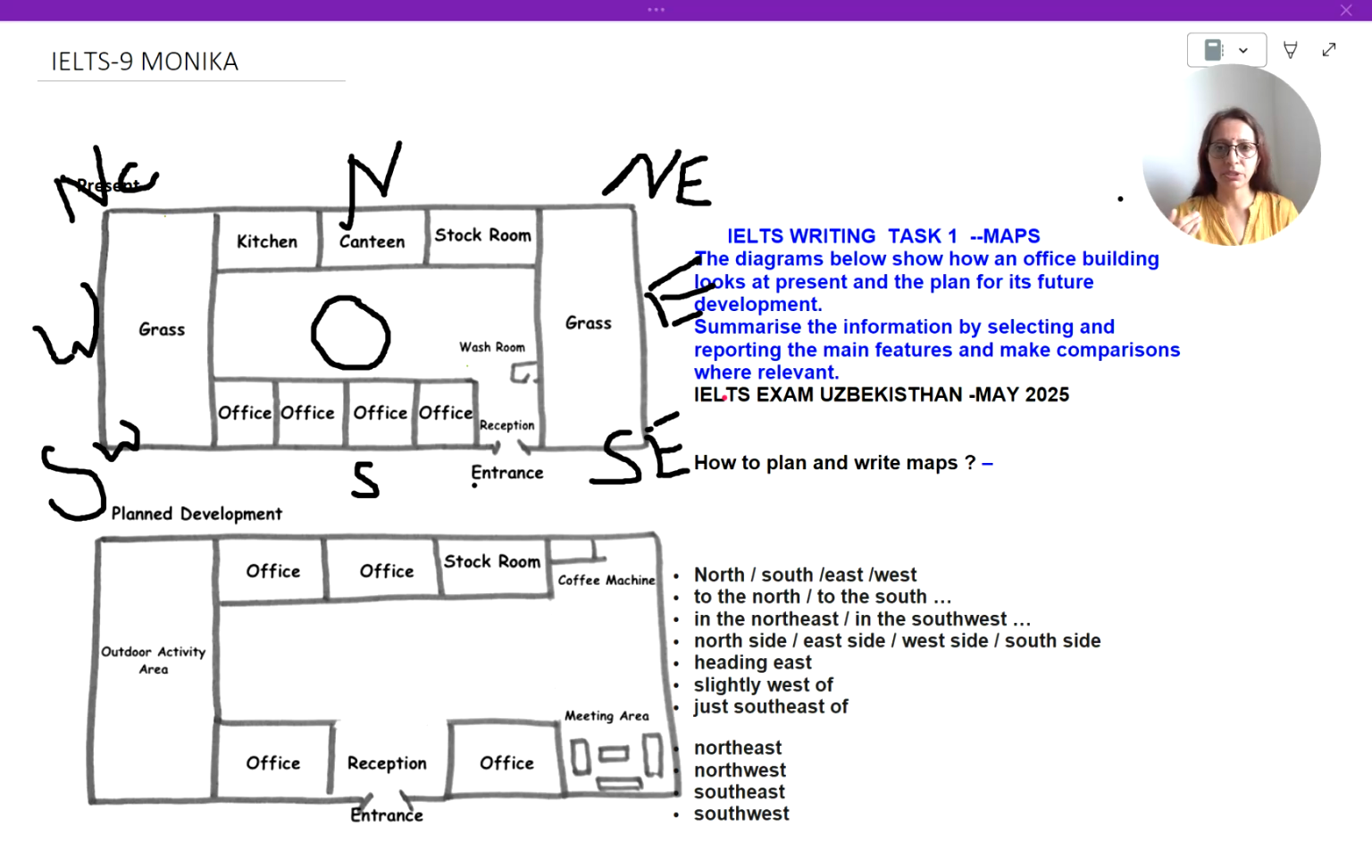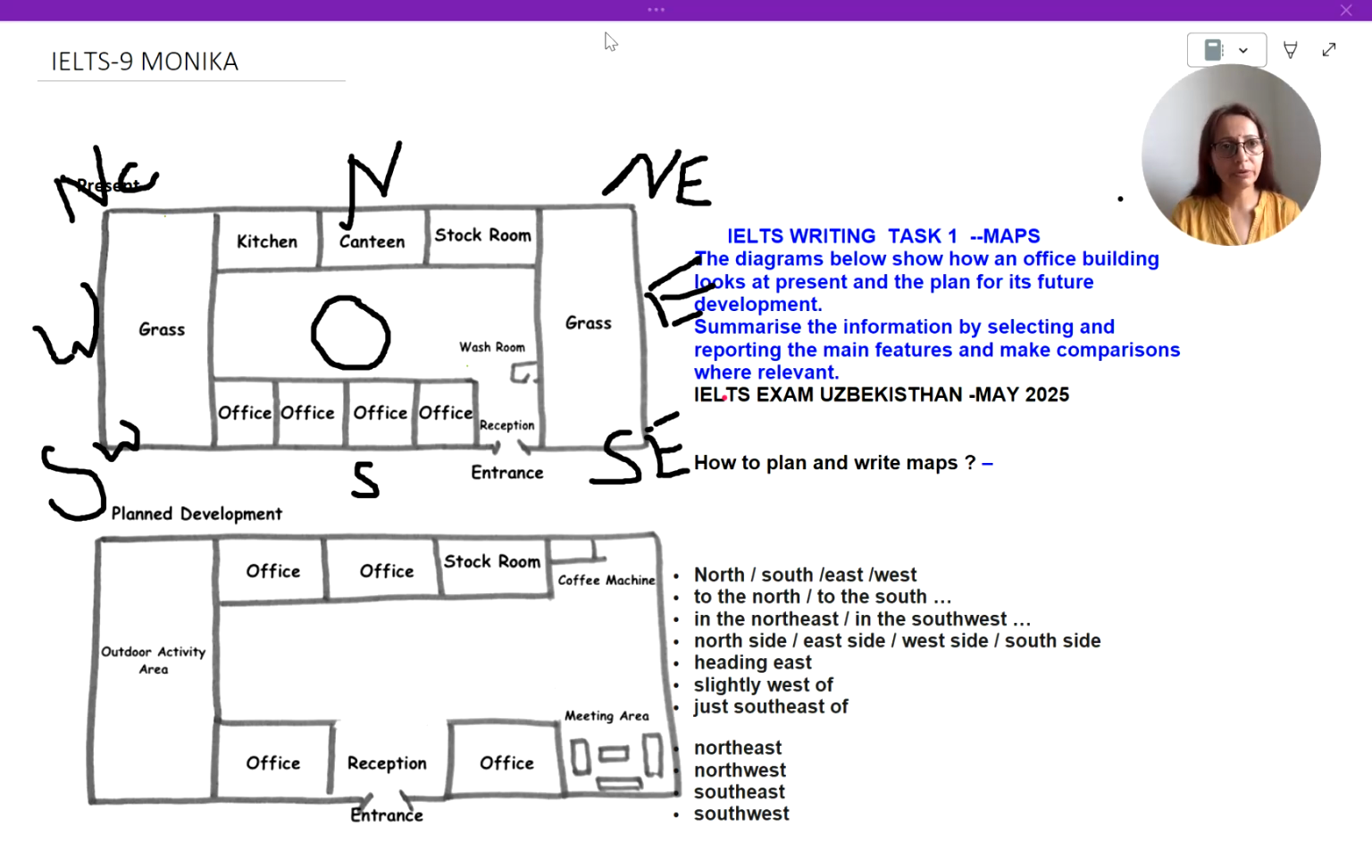Another major transformation I can see: the reception area and entrance they have shifted exactly towards the south, at the center south. And yes, they have replaced two grass areas. Only one area is left, they have converted the western side grass area into an outdoor activity area. So these are the changes. Let's move on, I will show you vocabulary words first, then the introduction.